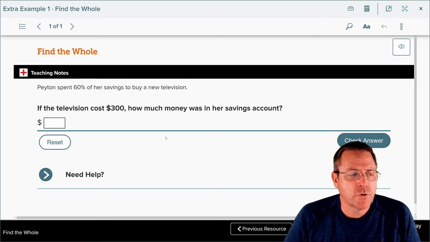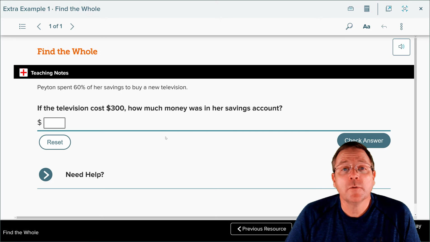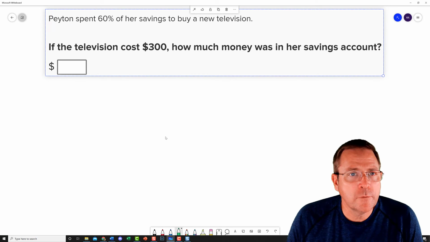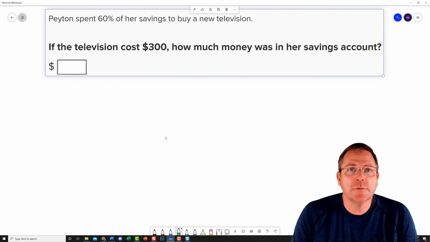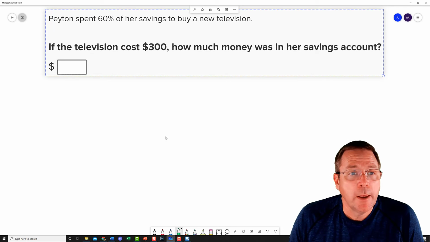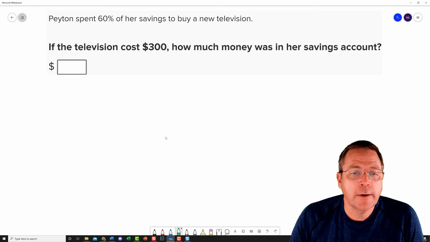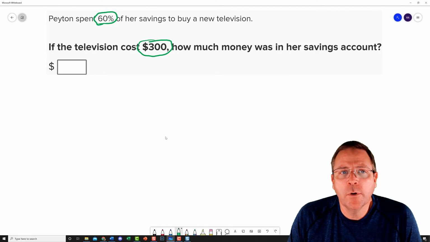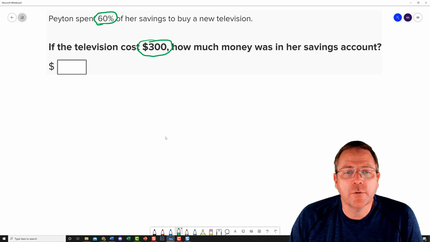Now it's going to be your turn. Go ahead and pause the video for a minute, work on this problem, submit your answer, and see if you're right. You can use any of the methods that we have shown you to solve this problem. Now the problem tells us that Peyton spent 60% of her savings on a new television. It also tells us that that new TV cost $300. So I have two important pieces of information, 60% and 300. And it wants to know how much money was in her savings account.